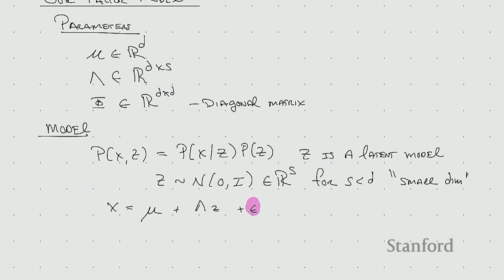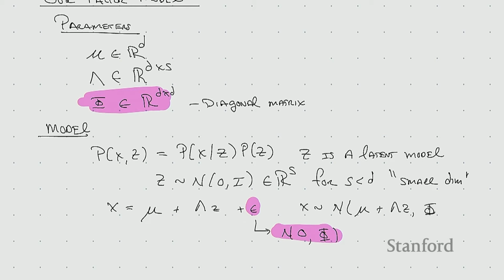Now, let's get the model for these things. So epsilon is going to be normal. It's noise, so it'll have 0 mean, and it will have phi as its parameters. This implies, by the way, now we have all the information, we could also write x is distributed as N(mu plus lambda z, phi).